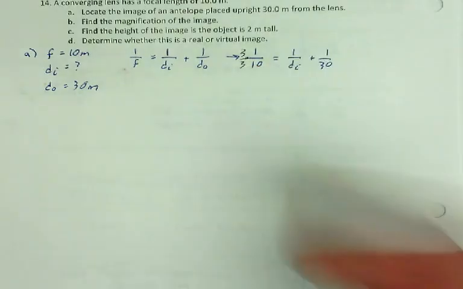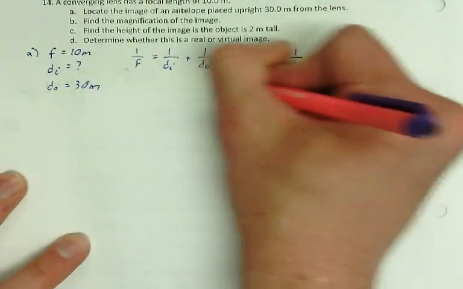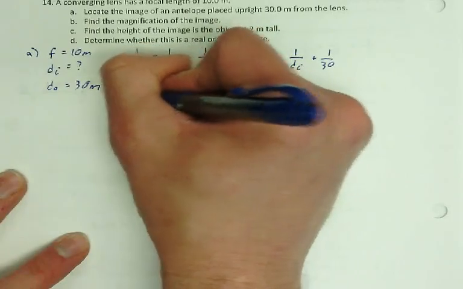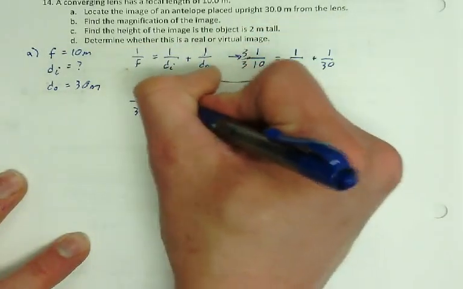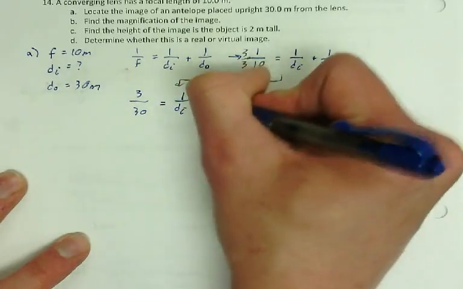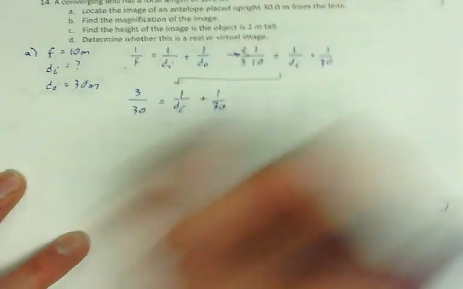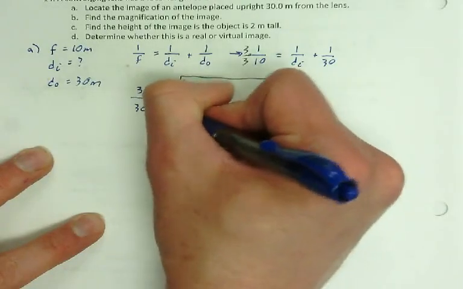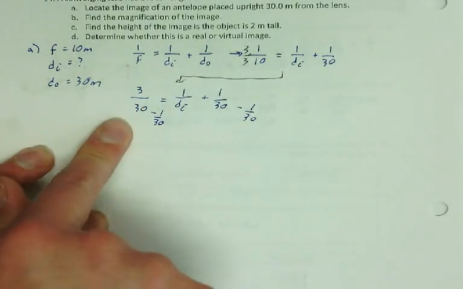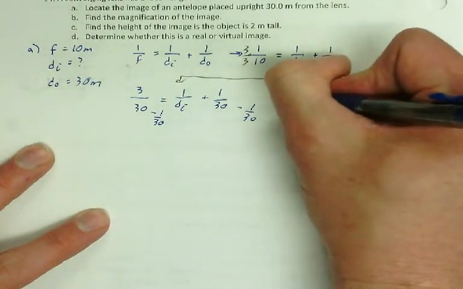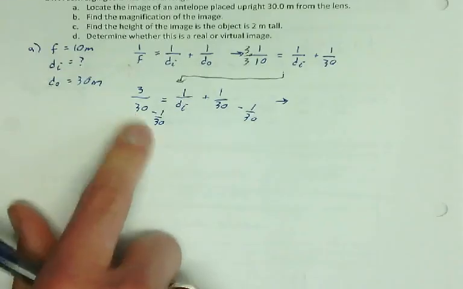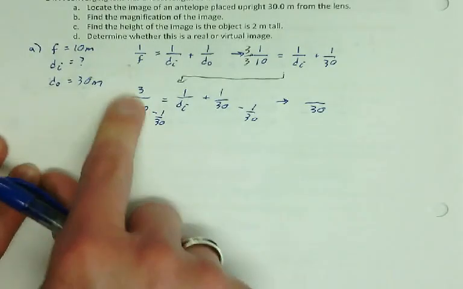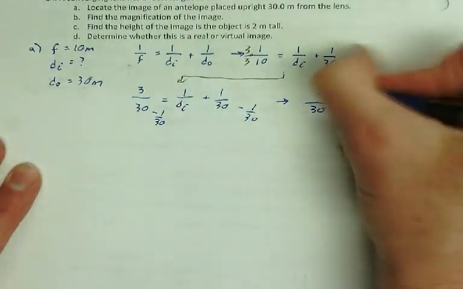Okay, so I multiply the top by 3. I'm going to bring this down over here. Multiply the top by 3 to get 3. Multiply the bottom by 3 to get 30 equals 1 over DI plus 1 over 30. I need to get the DI by itself, so I'm going to subtract the 1 over 30 from both sides. When you do subtraction with fractions, you leave the common denominator the same, so it's still over 30. And you just subtract the top numbers, so it's 3 minus 1 is 2.